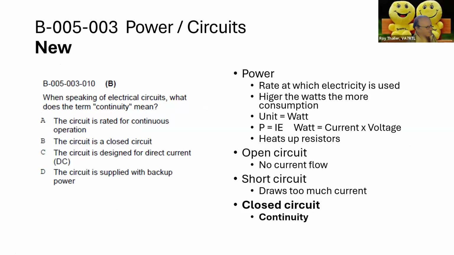Here's a new question. When speaking of electrical circuits, what does the term continuity mean? So some of the newer meters have a continuity checker on them. When you use a continuity checker, it's like a buzzer. So it's checking for a closed circuit. So B is the correct answer. So there's continuity in the circuit you're measuring.